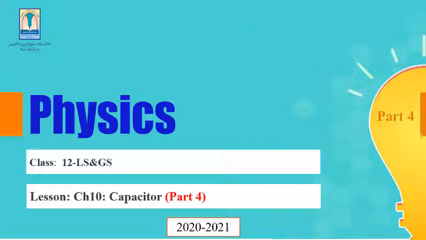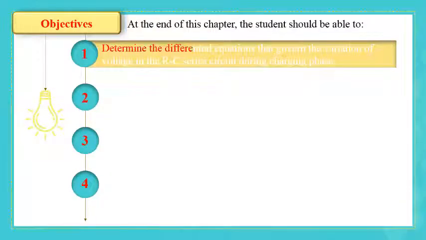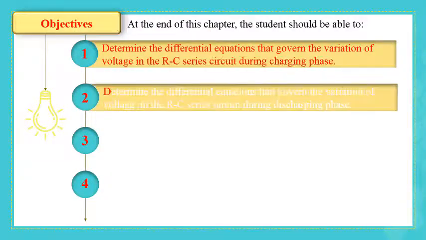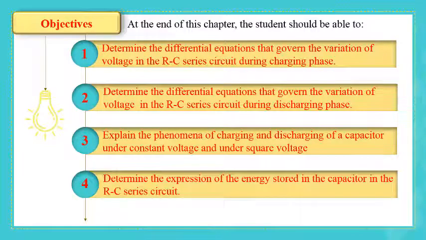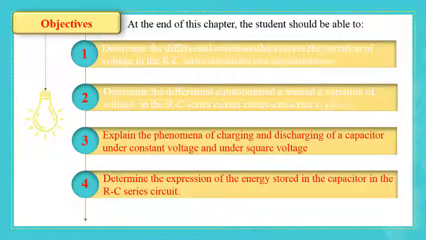This is the last video of part 1 of chapter 10, Alternating Sinusoidal Current. At the end of this video, you should be able to explain the phenomena of charging and discharging of a capacitor under constant voltage and under square voltage, and determine the expression of the energy stored in the capacitor in the RC series circuit. First, let's remember some of the concepts from the previous video.